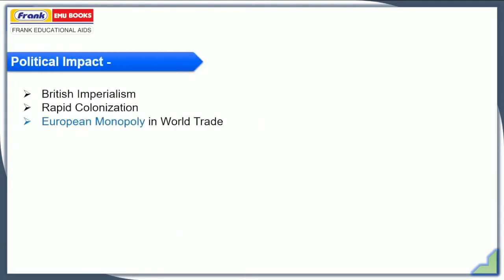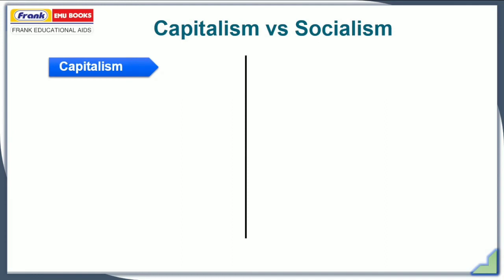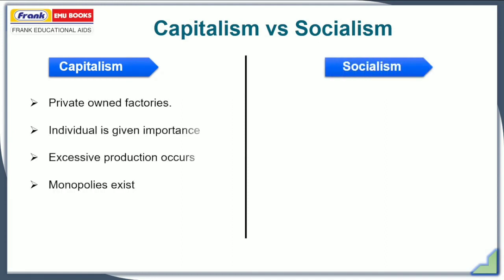Now coming to the political impact, it led to the British imperialism. Now coming to rapid colonization, because of the resources, colonization became very easy and European monopoly was there in the world trade. Now coming to the last topic of this video, after this industrial revolution, a new class emerged that was of capitalists. And to counter them, socialists also emerged. So we will have a look at the ideology of both capitalism and socialism.